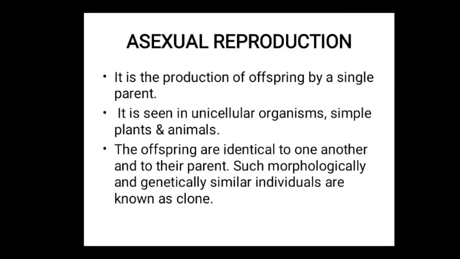The next point is that it is seen in unicellular organisms, simple plants and animals. I just told you about unicellular organisms: the body consists of a single cell, so they show asexual reproduction. Simple plants means some algae, and simple animals means some bacteria, some protozoans, and some poriferans and coelenterates, which show asexual reproduction.